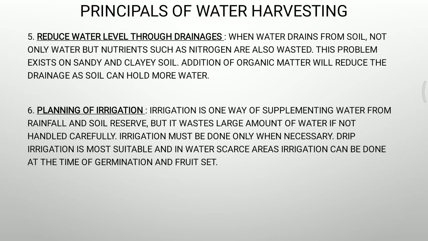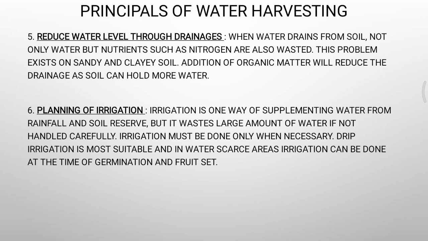Sixth one, planning of irrigation. Irrigation is one way of supplementing water from the rainfall and soil reserve, but it wastes a large amount of water if not handled carefully. Irrigation must be done only when necessary. Okay, so irrigation is the supplement of the water rather than only depending on the rainfall. But so much water is wasted in the irrigation.